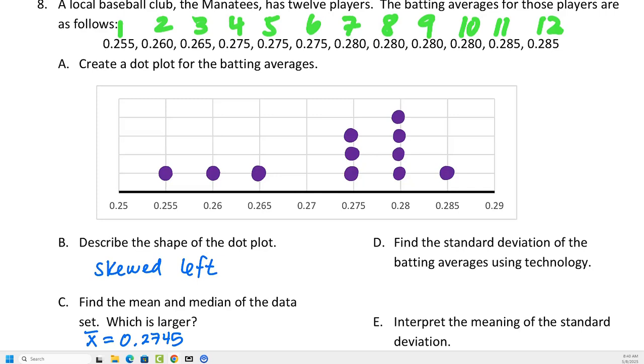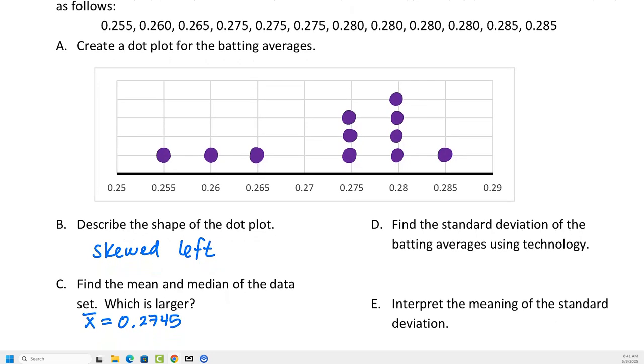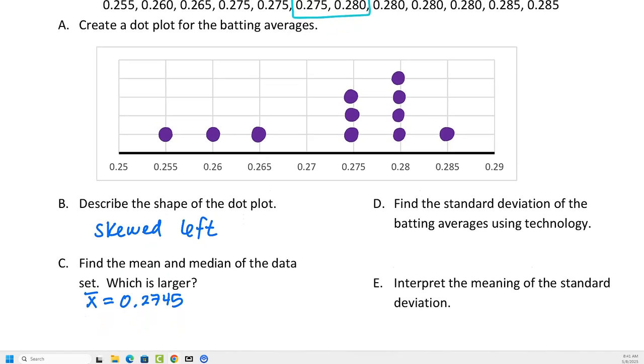So if there's 12 pieces of data, it's even, so there's going to be two middle numbers. If you divide 12 by 2, that means the 6th and the 7th number are going to make up the median. So I can go here, 1, 2, 3, 4, 5, 6, and 7. Right, those are the two middle numbers.